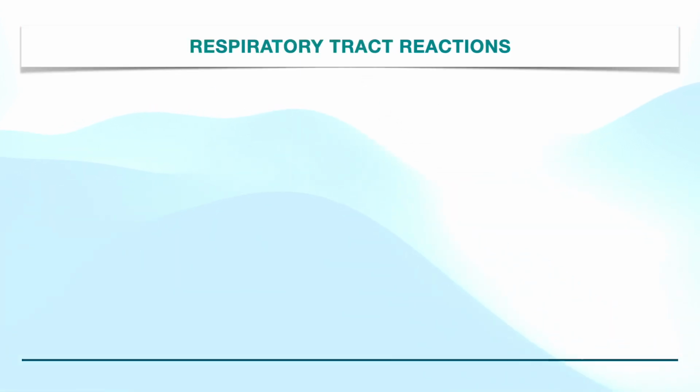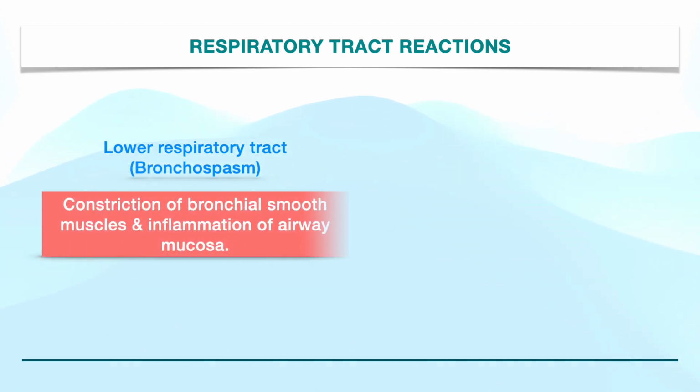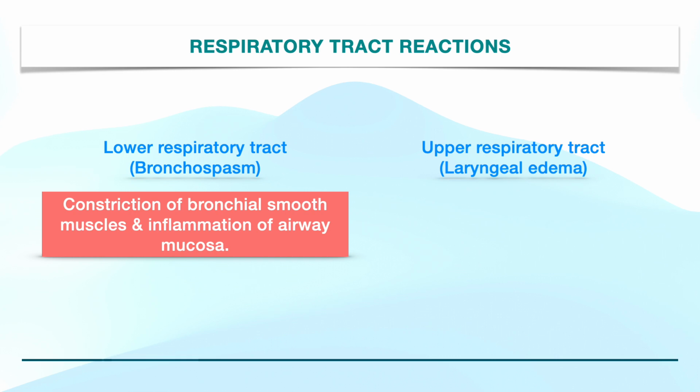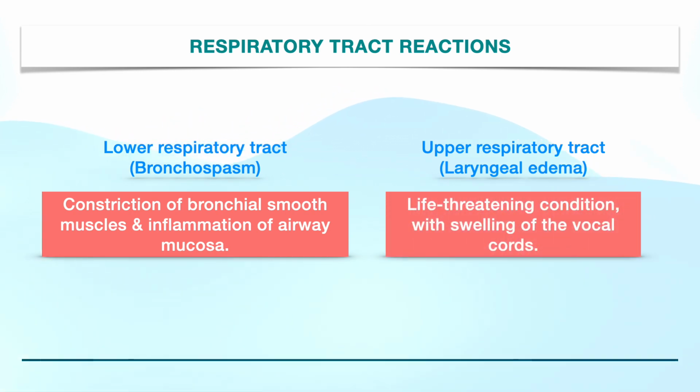Now coming to the respiratory tract. The allergic reactions may involve the lower respiratory tract resulting in bronchospasm, that is constriction of bronchial smooth muscles, and inflammation of airway mucosa. Or it may involve the upper respiratory tract presenting as laryngeal edema, which is a life-threatening condition with swelling of the vocal cords.